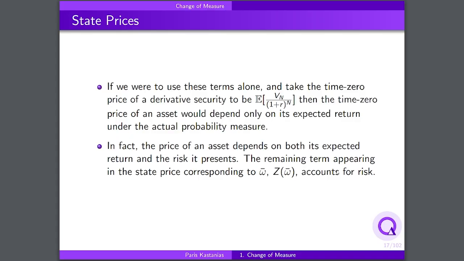If we were to use these terms alone and take the time 0 price of a derivative security to be the expected value of Vn divided by (1 plus r) to the n, then the time 0 price of an asset would depend only on its expected return under the actual probability measure. In fact, the price of an asset depends on both its expected return and the risk it presents. The remaining term appears in the state price corresponding to omega bar.